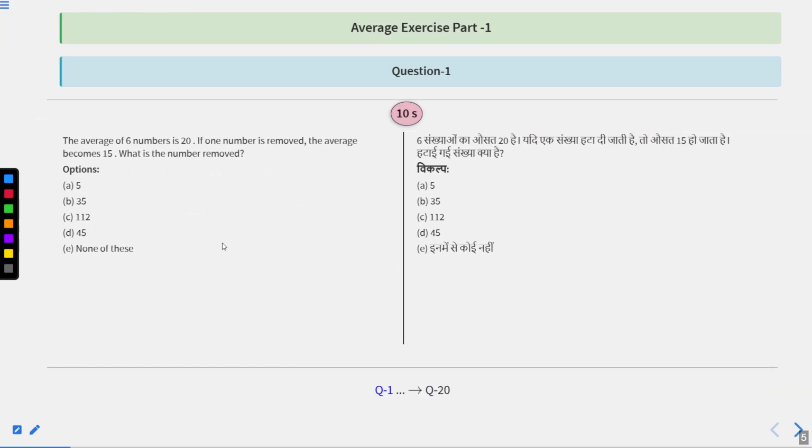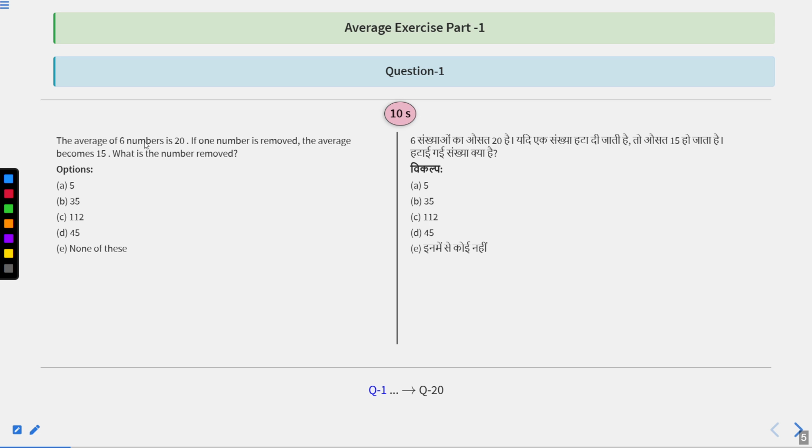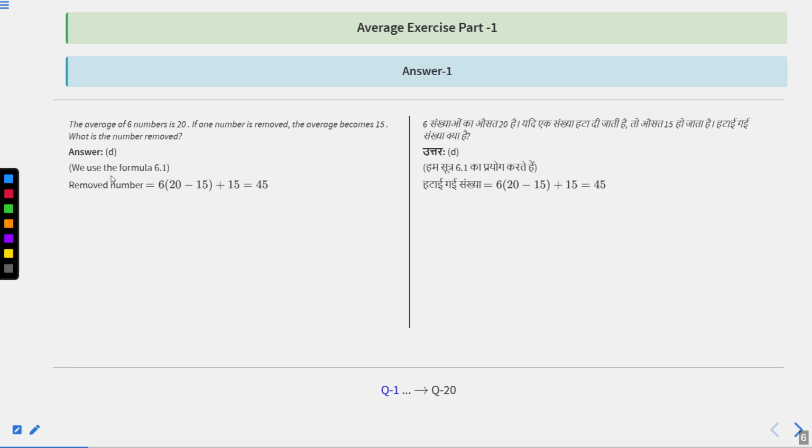First question: the average of 6 numbers is 20. If one number is removed, the average becomes 15. What is the number removed? You have 5 options and 10 seconds to analyze the question. Your time starts now. Now time's up. Let's see the solution.